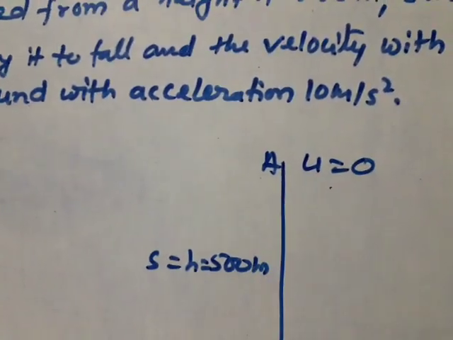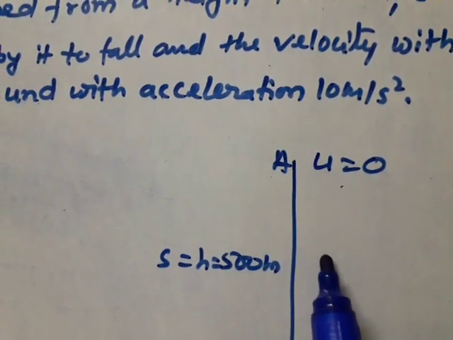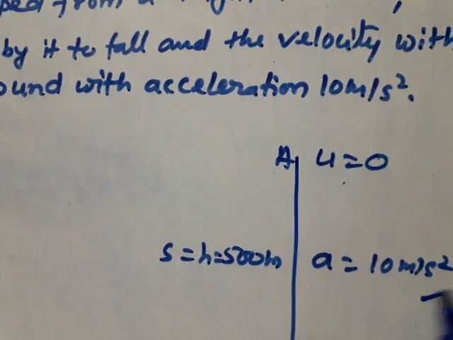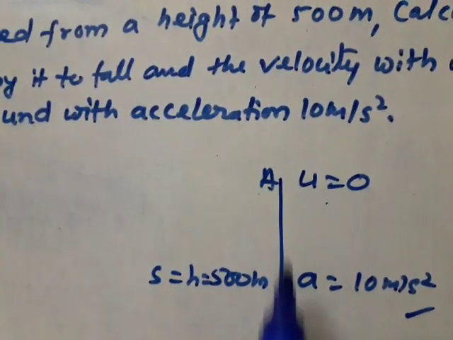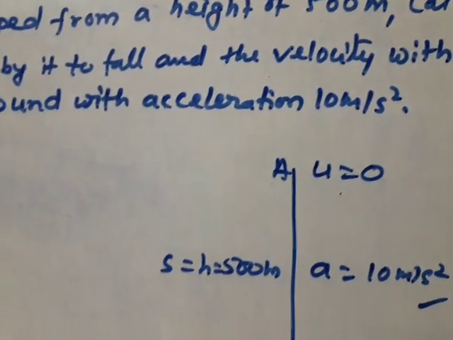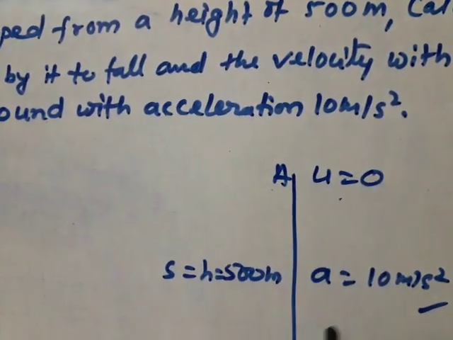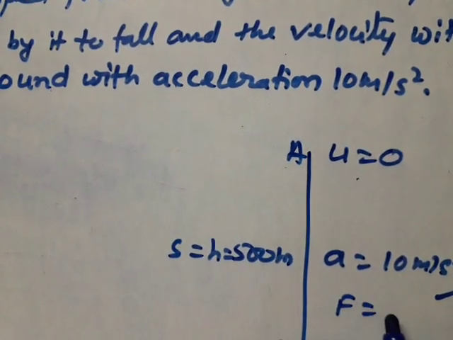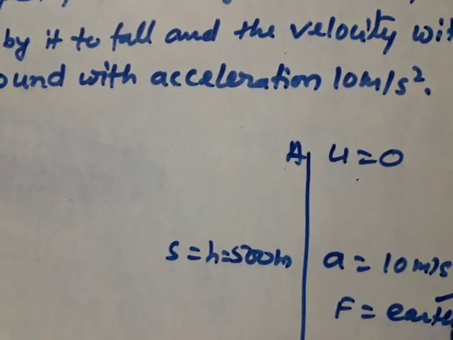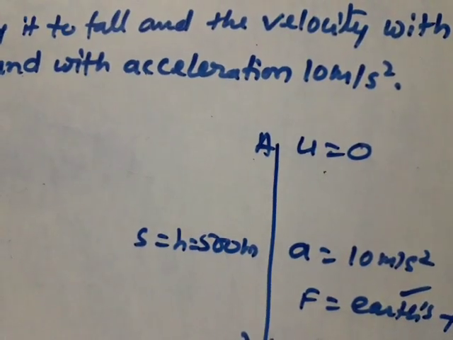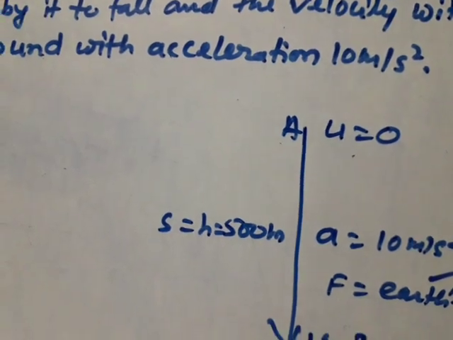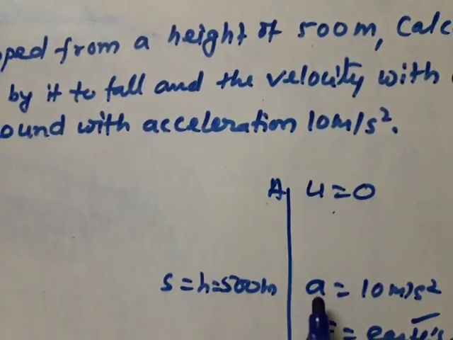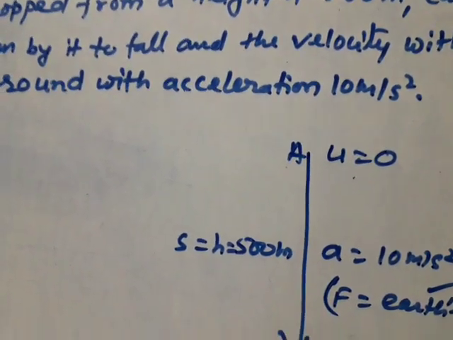Now there is acceleration, and why is there acceleration? There is acceleration 10 meter per second square, which is constant. So what is it that accelerates the body? This is the gravitational force. There is a force applied by the Earth. This Earth's force is called gravitational force. This force is accelerating the body. So here acceleration is positive, right?